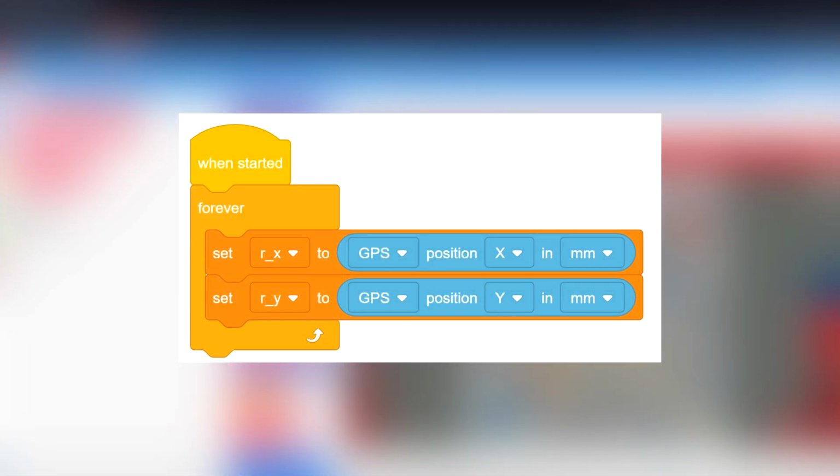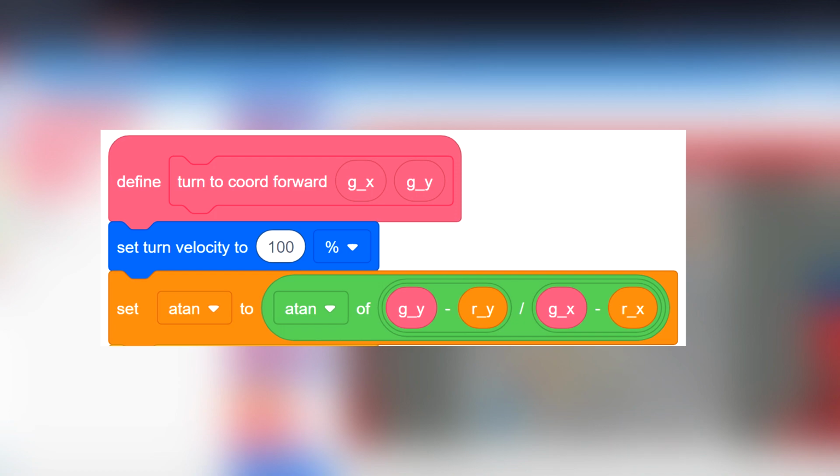I first defined r sub x and r sub y as the GPS's x and y position. This is because I would be using the GPS's x and y position a lot in my code and wanted to condense the text. I created a function named turn to coord forward with the parameters g sub x and g sub y. These would be the goal coordinates.